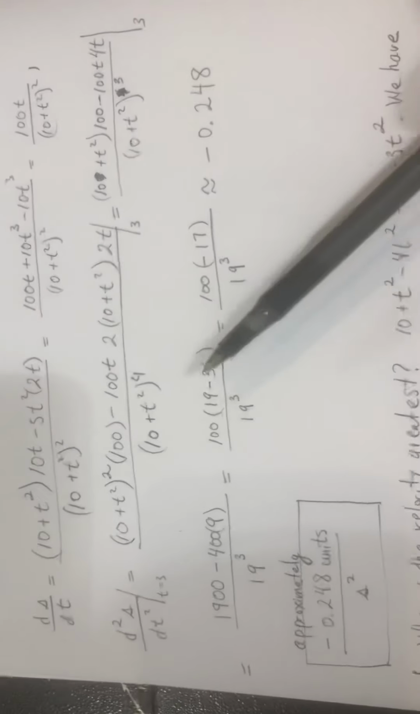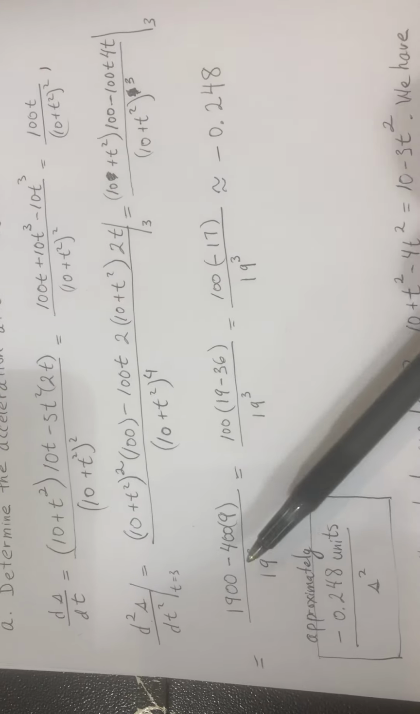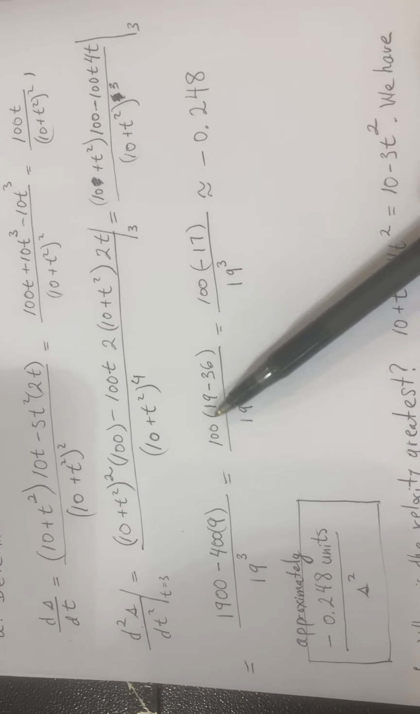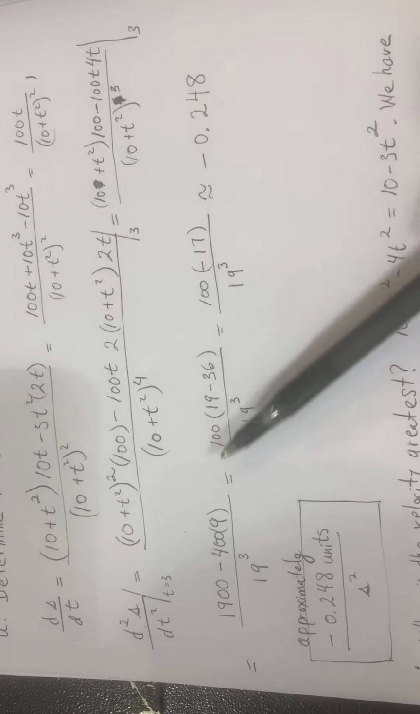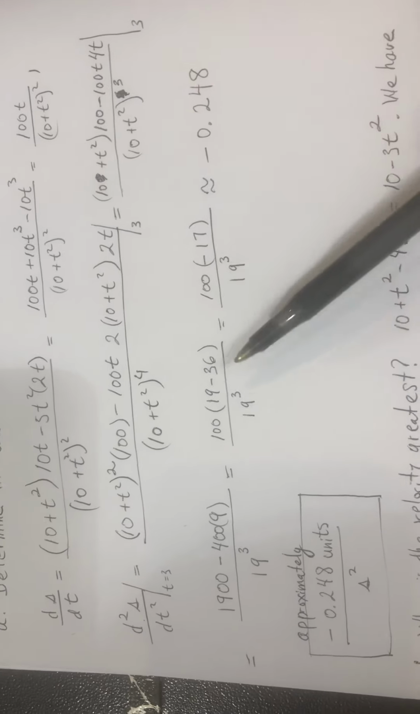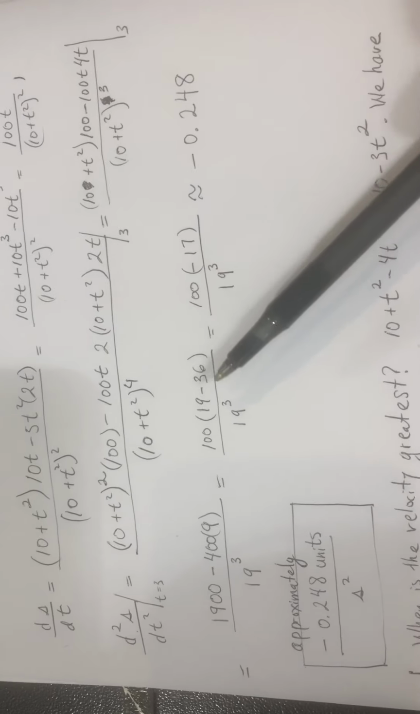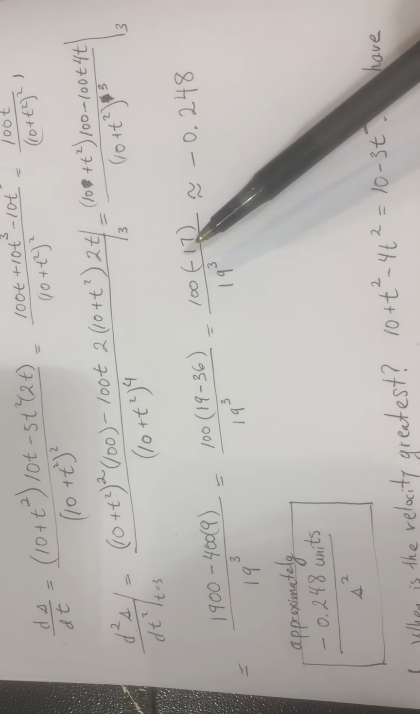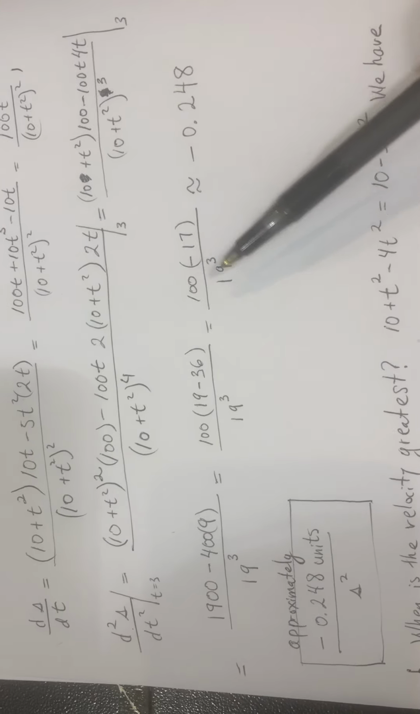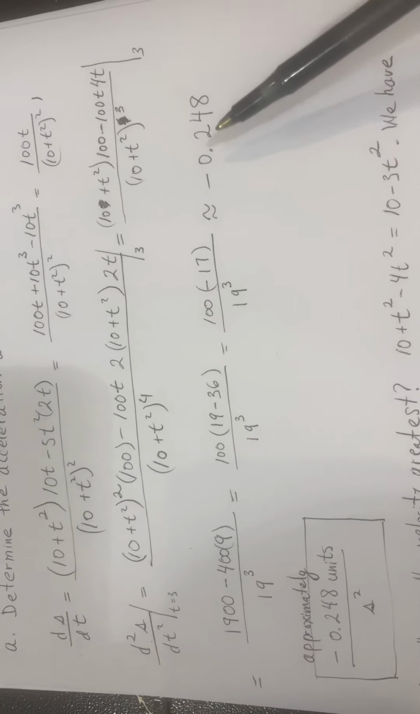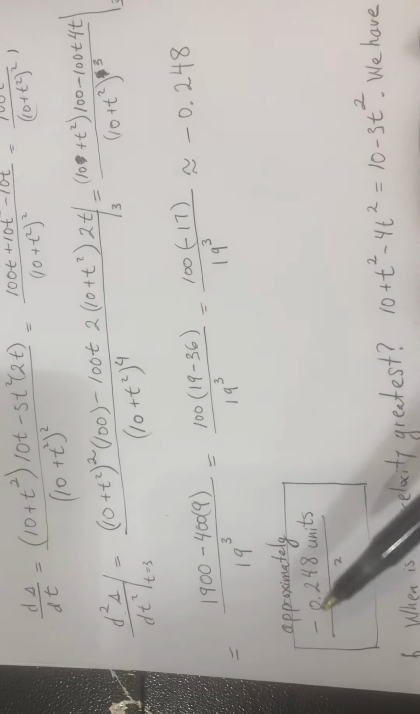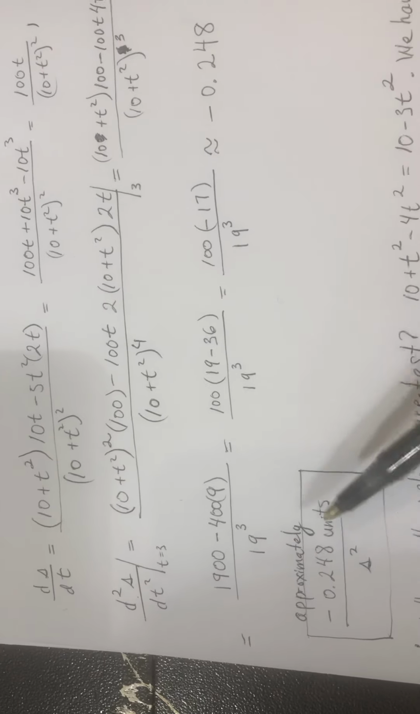All right. So in the numerator, I'm factoring out a 100. By the distributive law, the numerator is equal to 100 times 19 minus 36, because 4 times 9 is 36, over 19 cubed. Well, 19 minus 36 is negative 17, right? And with a calculator, that's approximately negative 0.248. So our final answer is approximately negative 0.248 units per second squared.